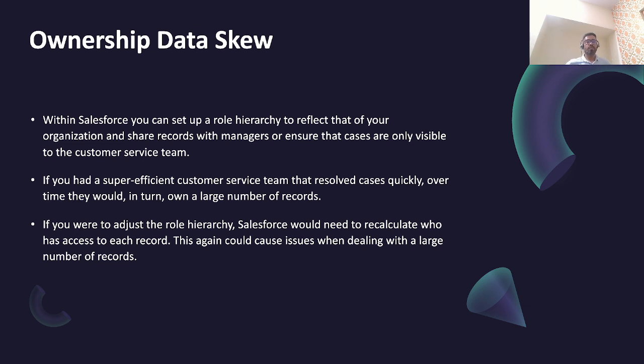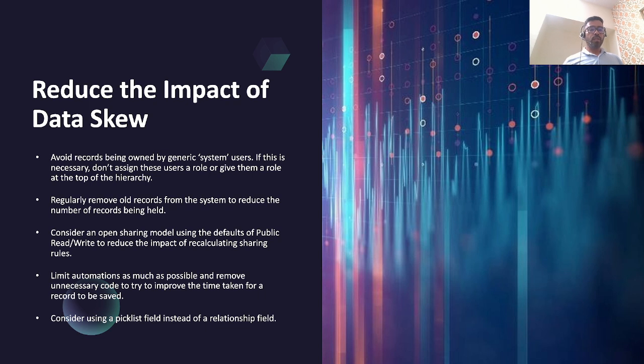So let's say in future, if you have to adjust the role hierarchy in your Salesforce org, Salesforce would need to recalculate who has access to each record. This again could cause issues when dealing with a large number of records. So this condition is known as ownership data skew. So how can we reduce the impact of data skew? What steps should we keep in mind when avoiding data skew?